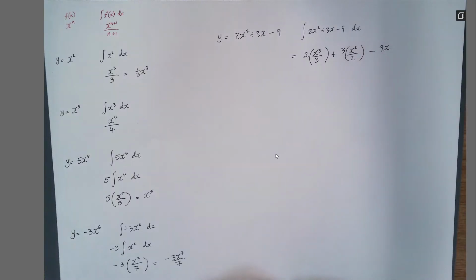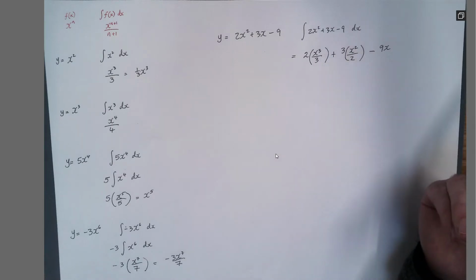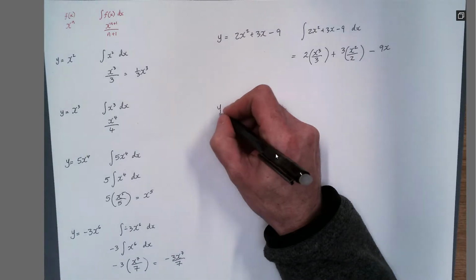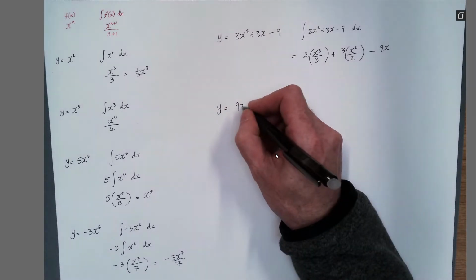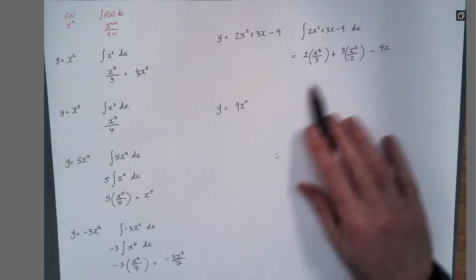Now, you should see what the antiderivative of x is. Because 9 is 9 times x to the power of 0. So the antiderivative of 9 shouldn't be written as 9x to the power of 0. X to the power of 0 is 1, which is equal to 9.